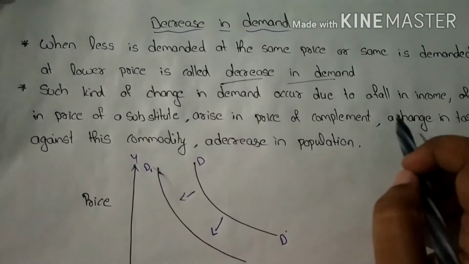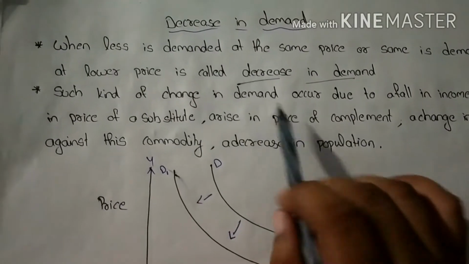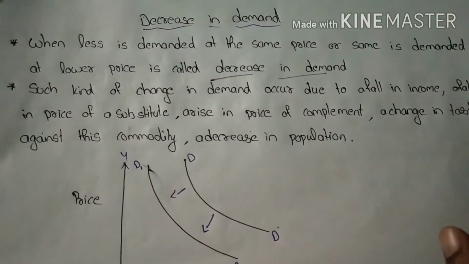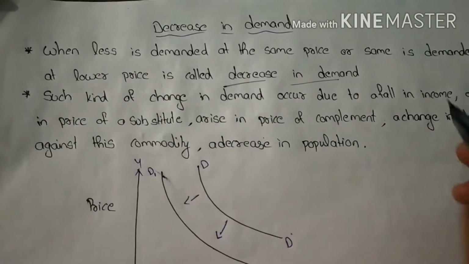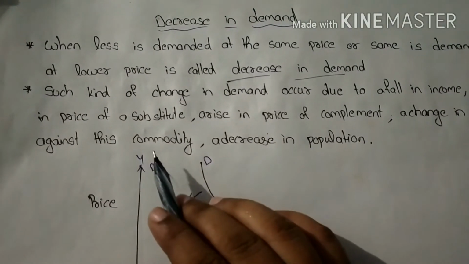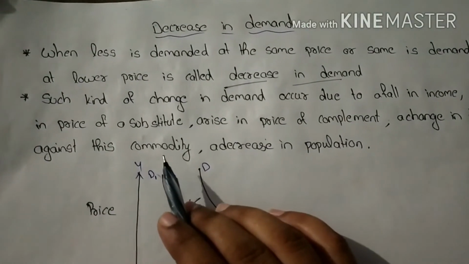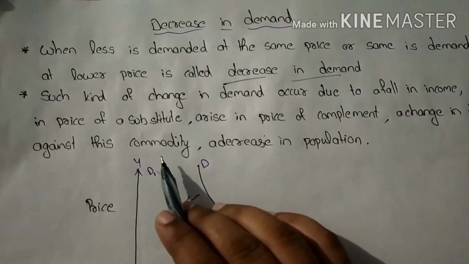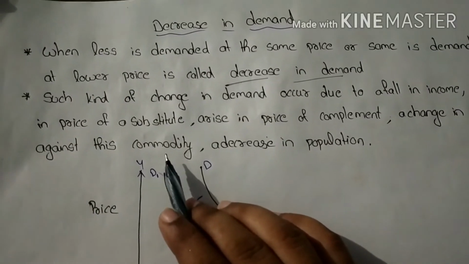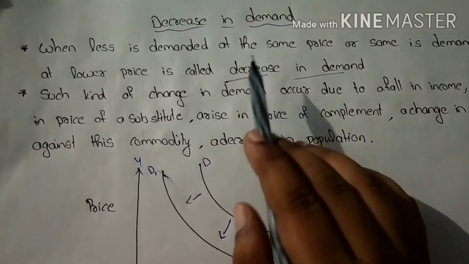Like that, a fall in the price of a substitute, a rise in the price of a complementary good, and a change in taste against this commodity also decrease demand. Here the consumer changes his taste and he is not willing to purchase this commodity. So gradually the demand for this commodity decreases. So here the factors change. It will lead to a change in demand. So the demand should decrease here.